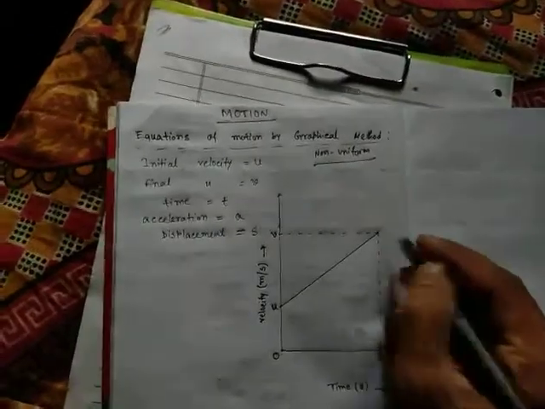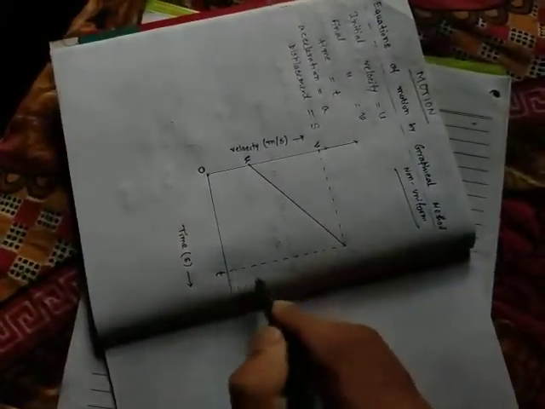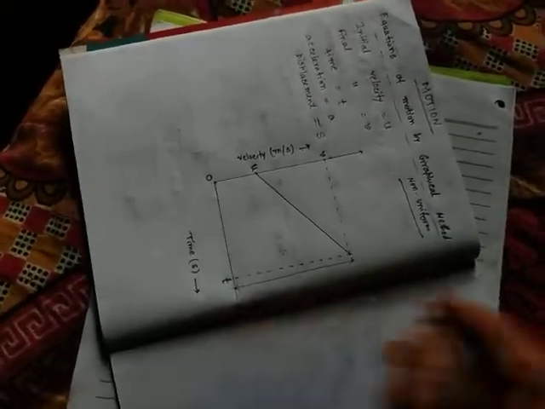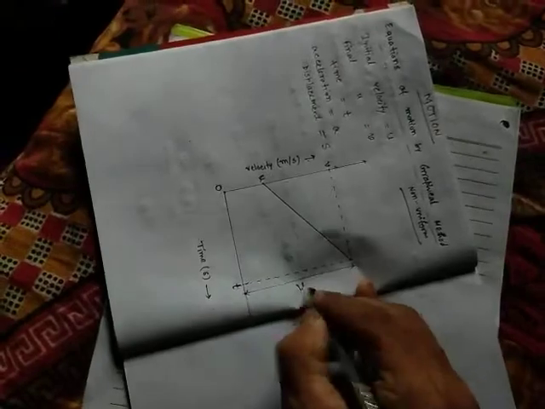Clear? Okay. That means this is V actually. Now see, this dotted line.